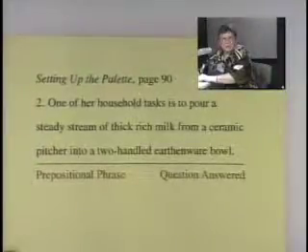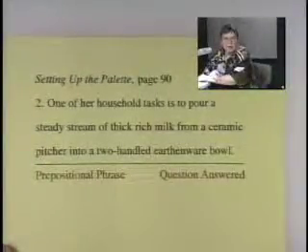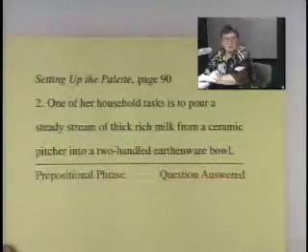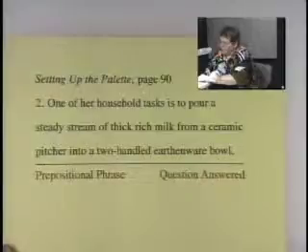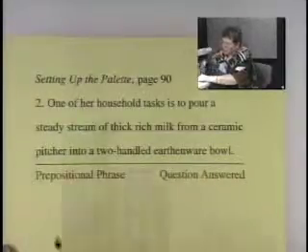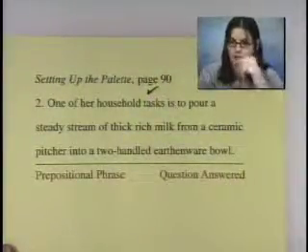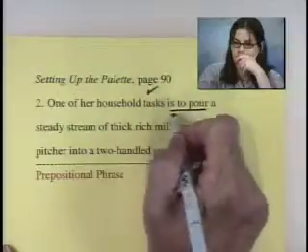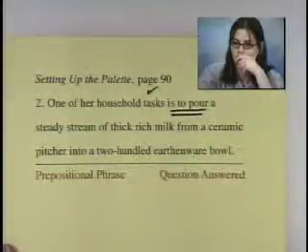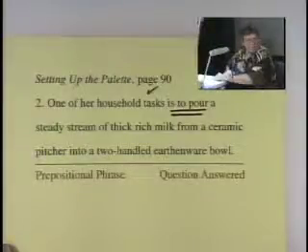So let's take a look at number 2. One of her household tasks is to pour a steady stream of thick, rich milk from a ceramic pitcher into a 2-handled earthenware bowl. Pippa, where's the subject? Tasks. I'm going to say no to that, and I'm going to ask you where the verb is. Is to pour. I'll take that. So if I said, what is to pour a steady stream, what would you say was the subject? You can't say tasks, because that isn't going to work.